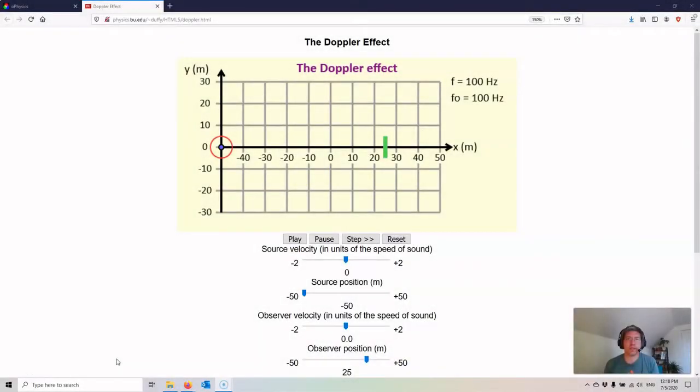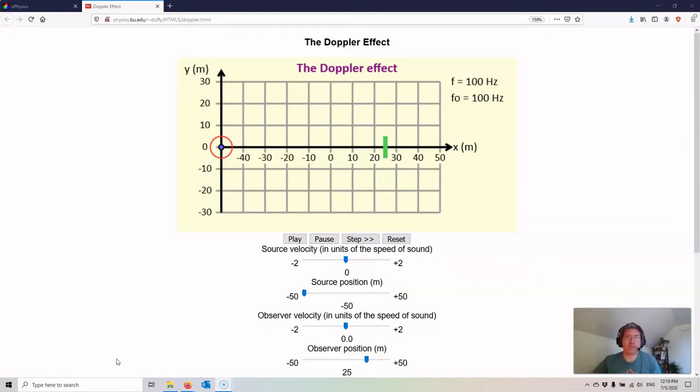Hi. In this lecture, I'm going to talk about the Doppler effect. The Doppler effect is the underlying reason why you hear a police siren have a higher pitch as the police car comes towards you, but a lower pitch as it's driving away from you. It's also the reason why distant stars that are moving away from us very fast appear to have their light shifted more towards the red than the actual light that they emit.